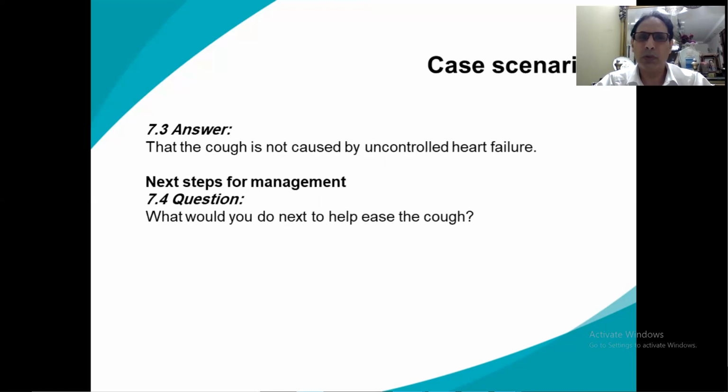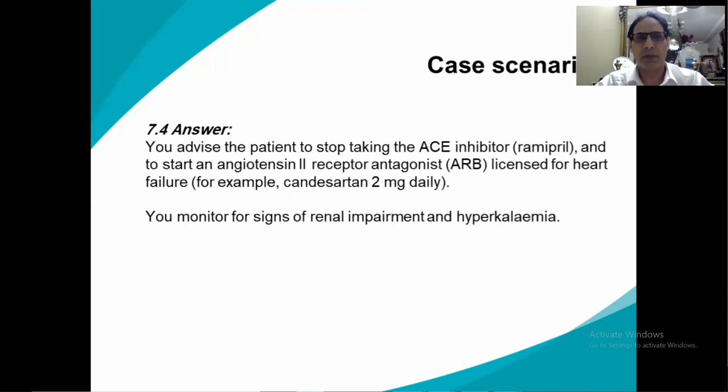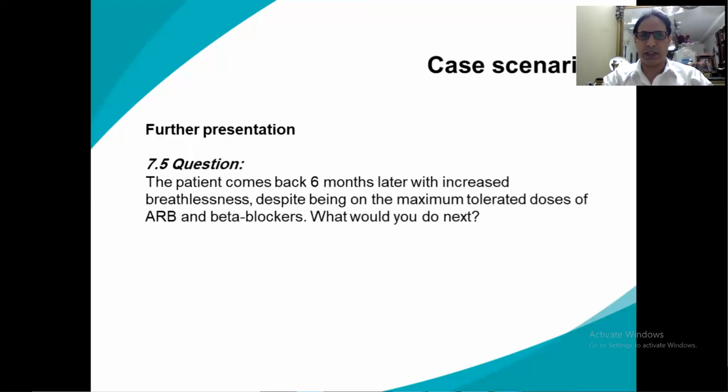What would you do next to help ease the cough? The advice is to stop taking the ACE inhibitor and start another drug like an angiotensin II receptor antagonist, ARB, which is recommended for heart failure, like candesartan 2 mg daily, and you should monitor for renal impairment and for hyperkalemia in such cases.